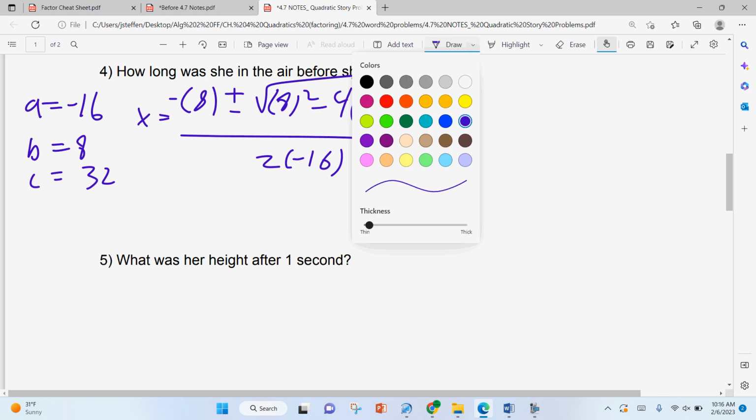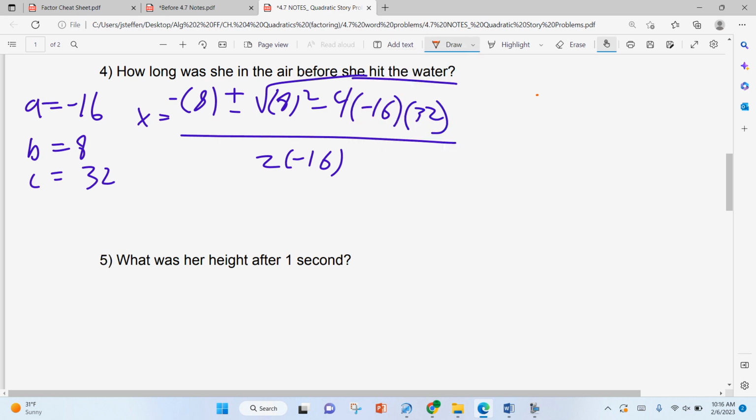Just like when we did the quadratic formula before, if you want to skip over this next step, you can, but I clean everything up. Makes it look a little bit nicer. And under the square root, we have 8 squared minus 4 times negative 16 times 32.